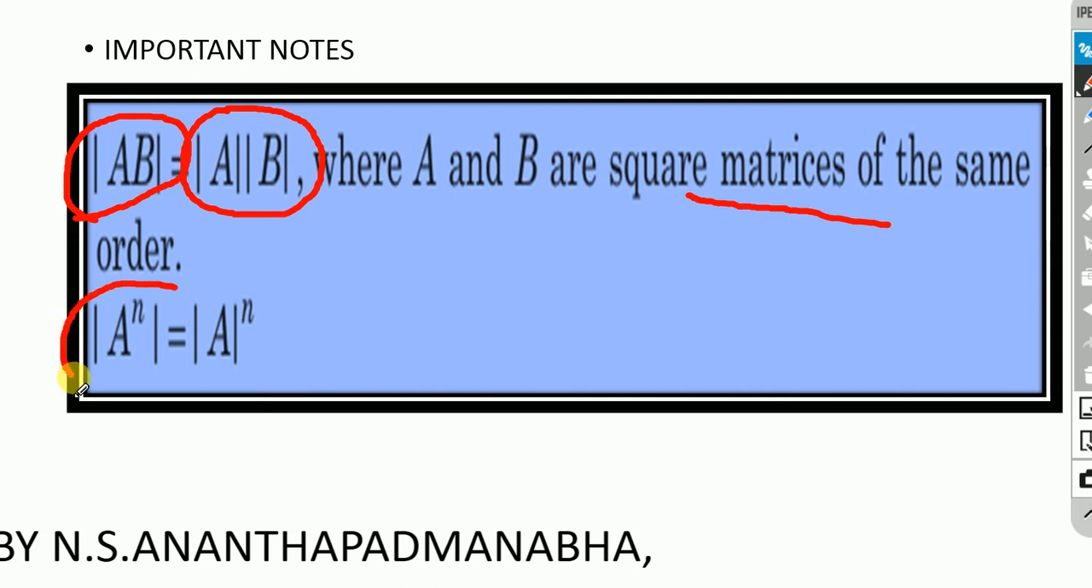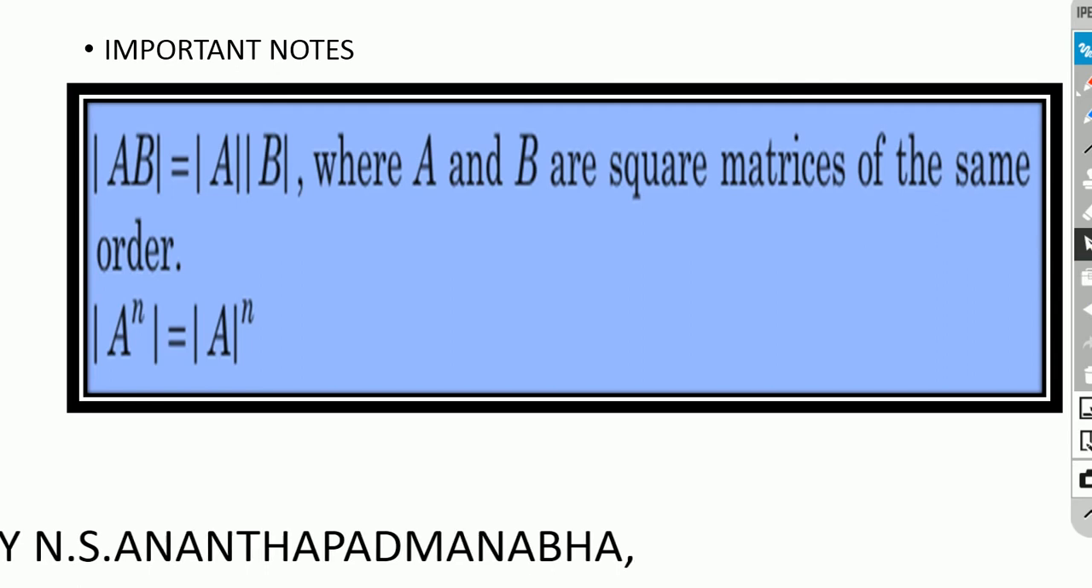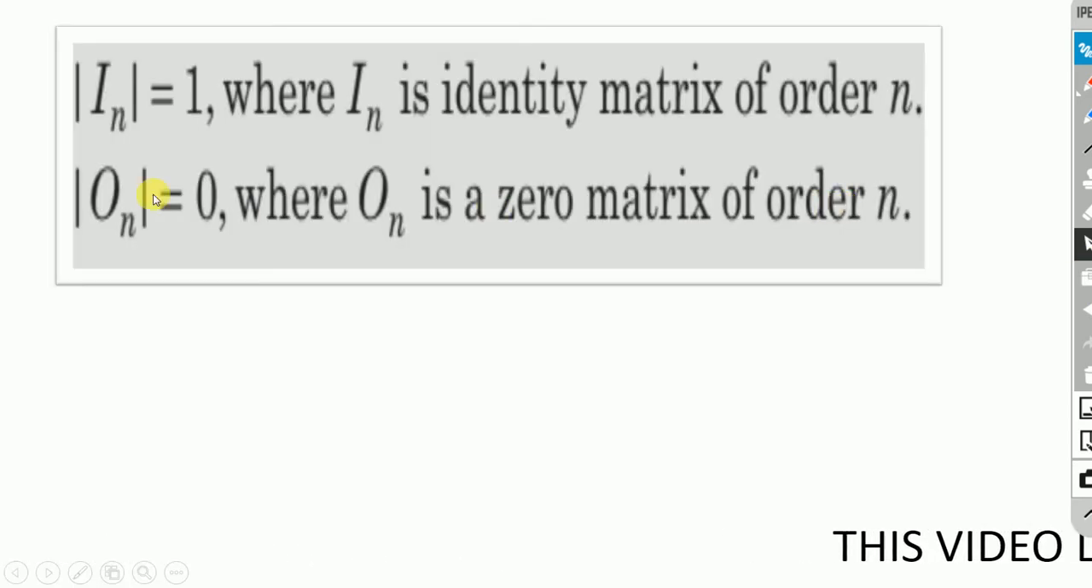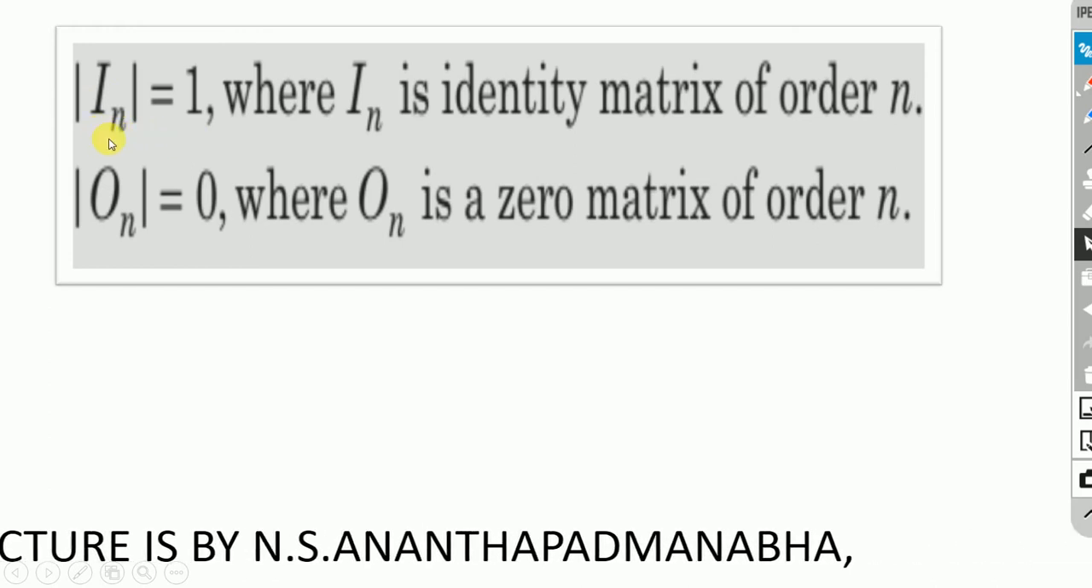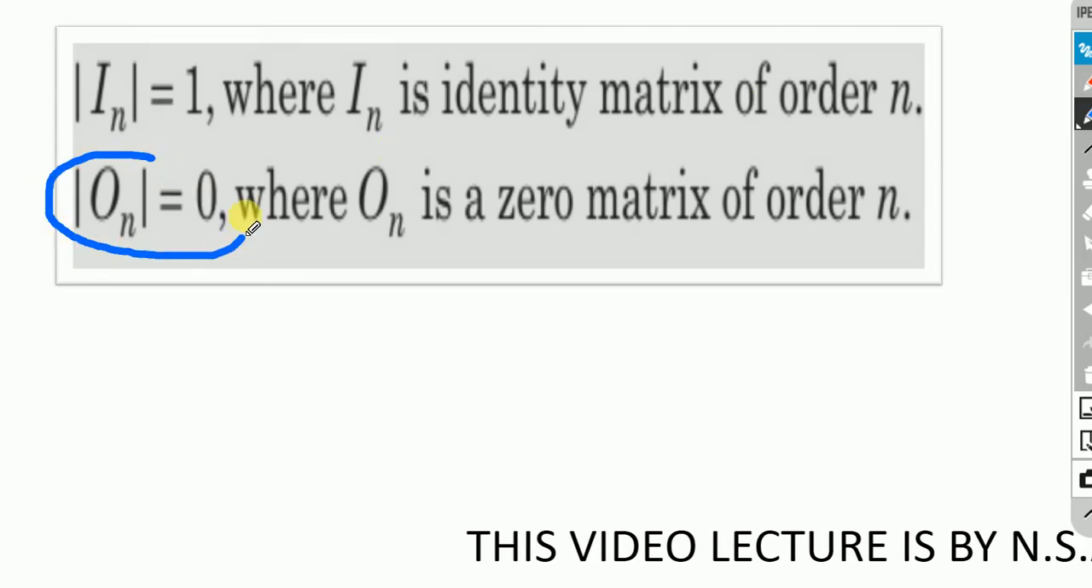Similarly, determinant of A to the power of n, that is, the nth power of the matrix A. I have to take the nth power of matrix A and find its determinant, which is the same as determinant of A to the power of n. So these are two important notes here. And determinant of identity matrix is always 1 and determinant of 0 matrix is 0. These are the notes which we should be aware of.